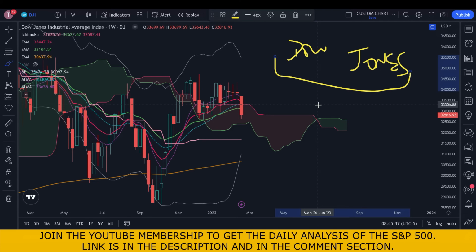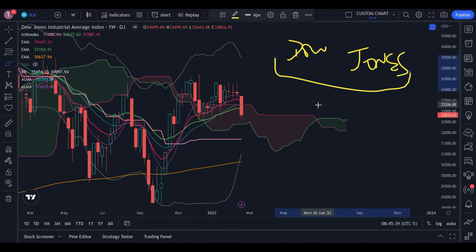Most of the time, you will notice that the Dow is in the driving seat. The Dow Jones is the primary index that actually drives the entire stock market, and then the other indices like the S&P 500, Nasdaq, and their ETFs like QQQ, SPY, and DIA, etc.